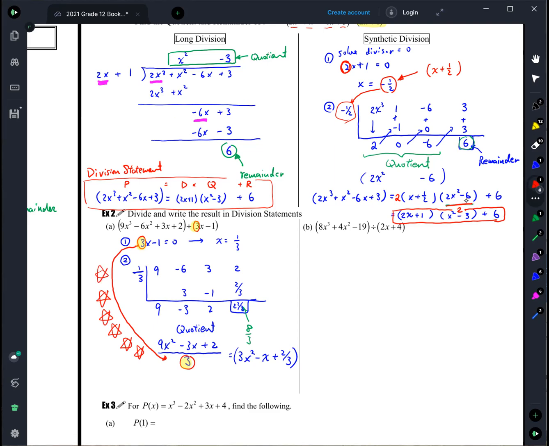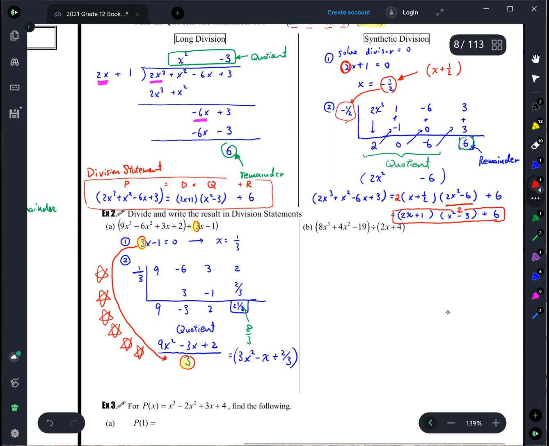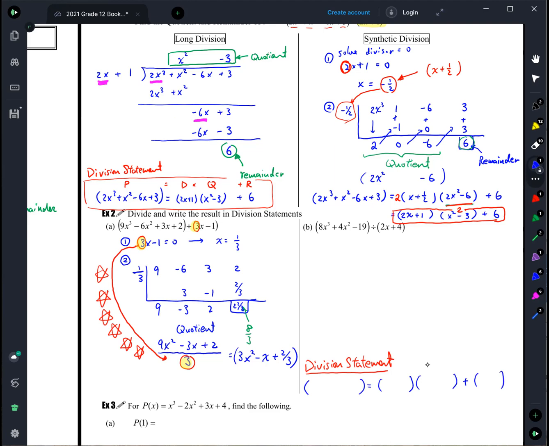Okay, one more try. Please raise your hand when you finish this one. This time, I would like you guys to write out the division statement as well. So division statement: P equals D Q plus R. When you finish B with the division statement, you can raise your hand.